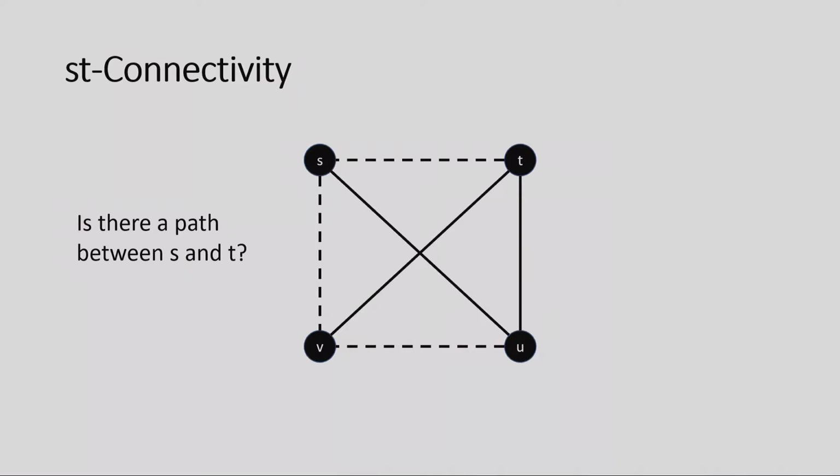But if we were to consider a graph that looks like this, where we take away the rightmost edge, then there would be no path from S to T.